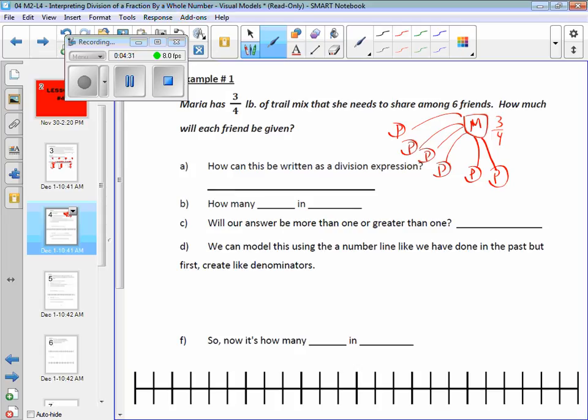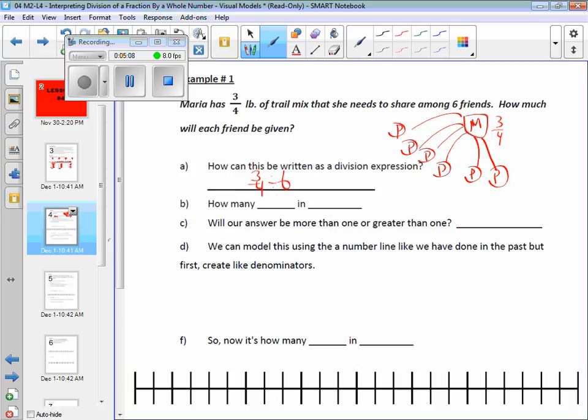So no matter what, to figure out what this is, is it 3/4 divided by 6 or 6 divided by 3/4? What does she have? She's dividing that by 6. 3/4 divided by 6. Up to this point, we've had a bigger number being divided by a smaller number. Now it's the other way around. We've got a smaller number being divided by a bigger number.